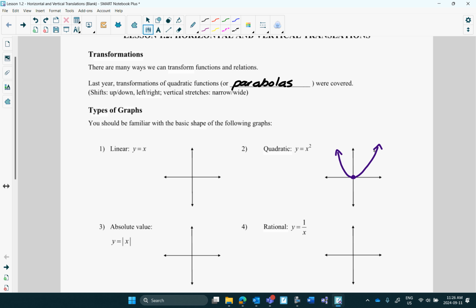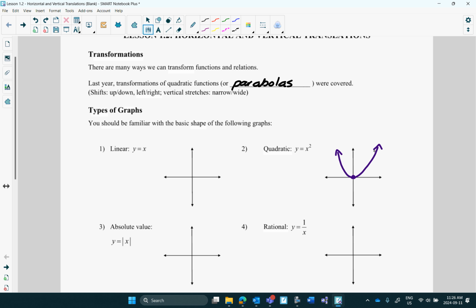Or it could be upside down. But I won't say that yet. And then what we did is we had equations that had extra numbers in them that told us to move the parabola around and to possibly stretch it and to possibly flip it. Well, when we move parabolas left, right, or up, down, that is actually called a transformation. We call it a shift or a translation. You're shifting left, right, you're shifting up, down. And we did those last year with parabolas.